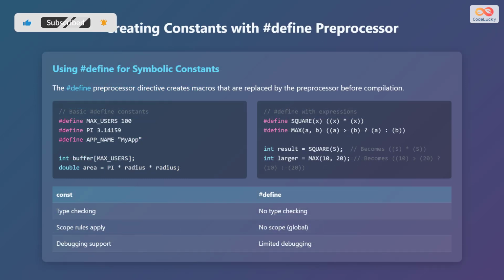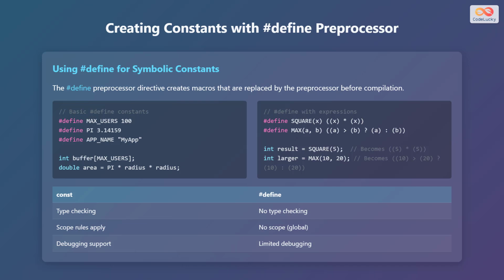Next, let's explore how to create constants using the #define preprocessor directive. The #define preprocessor directive is used to create macros that are replaced by the preprocessor before compilation. This is an older method of defining constants in C++. For example, to define a constant max_users, we can use #define max_users 100. Similarly, we can define pi as 3.14159 and app_name as "myapp". These macros are then replaced by their values before the code is compiled.